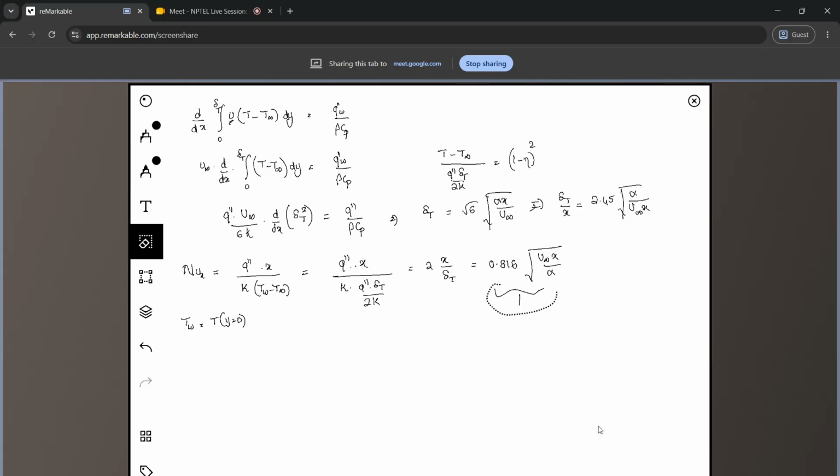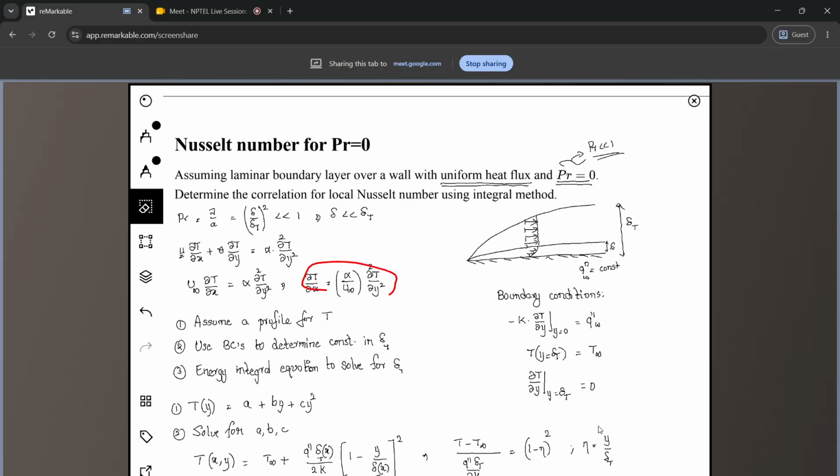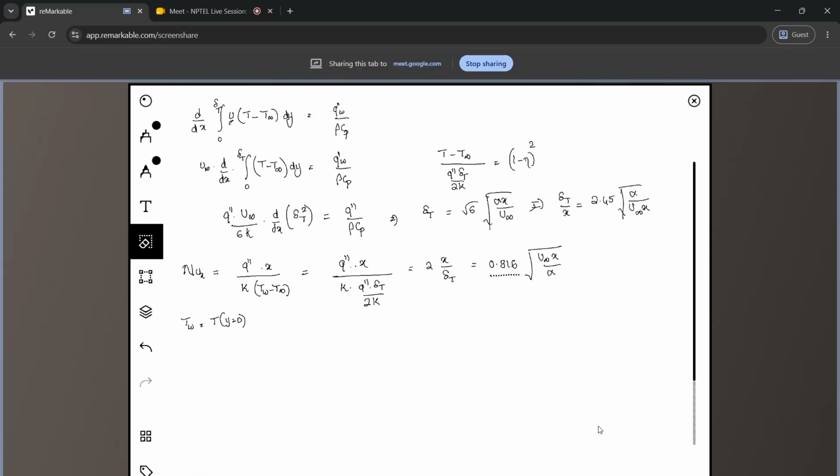Now, like I said, you can also do the exact method. So you know how to solve this equation. The solution of this will be an error function, from which you can also do the same process. You get the temperature profile. From the temperature profile, you can calculate minus k times del T del y at y equal to 0 and get the Nusselt number from there. Once you get the Nusselt number, then compare this coefficient. Maybe I'll leave that as an exercise.